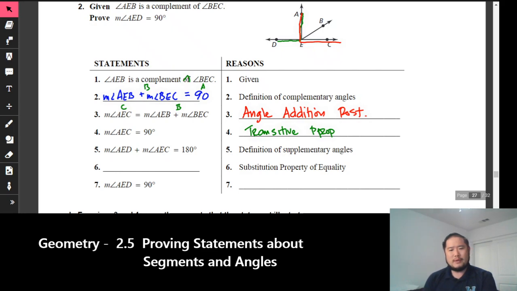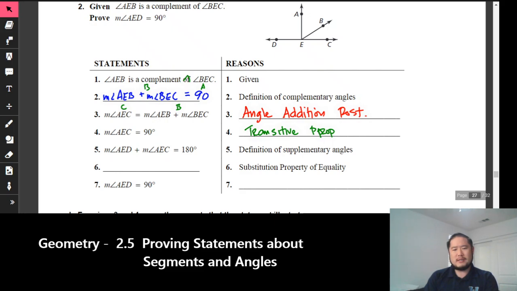So next up, we have angle AED plus angle AEC is equal to 180. Okay, definition of supplementary angles. Because remember, we have ourselves a straight angle right here. We've got ourselves this line. So if we have a straight line, then that should give us the fact that the angles combined together, angle AED and angle AEC, are equal to 180.